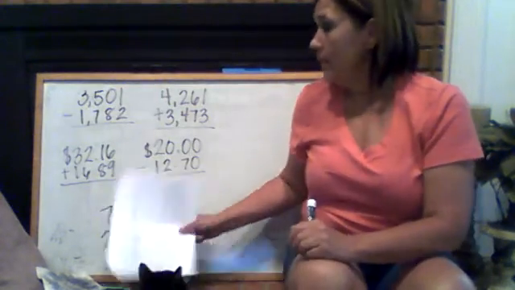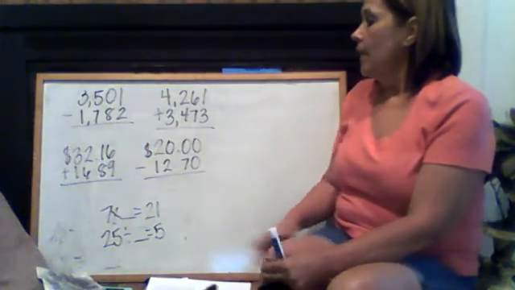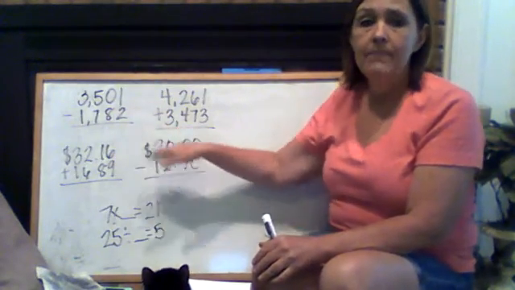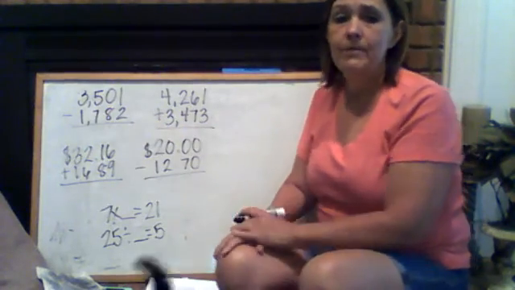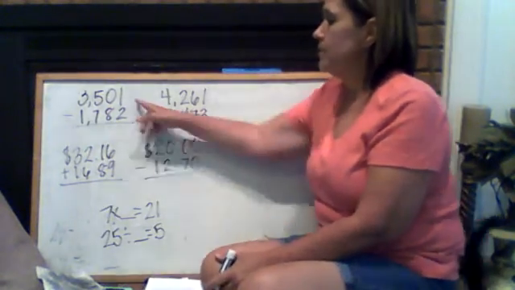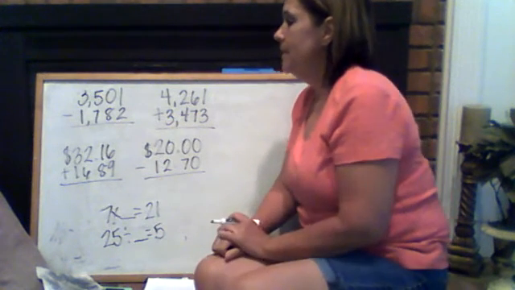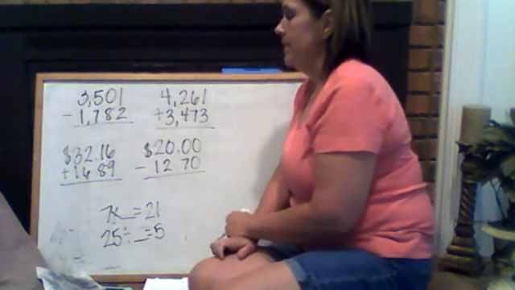So the first thing we're going to do, I hope you have a pencil and paper or a whiteboard and a marker. I want you to do these problems one at a time. Click pause. When you've done it, turn it back on. Check your answer, see if we agree. So the first one is 3,501 take away 1,782 equals. Stop the video, work it, come back to me.